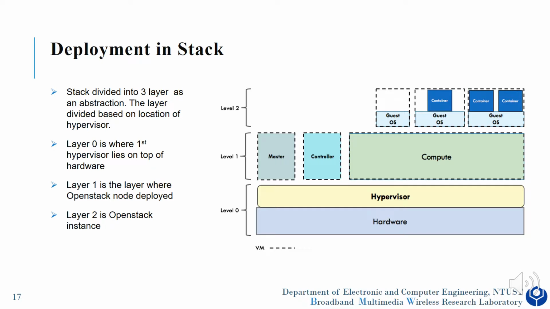This deployment stack shows OpenStack deployed as a VM. We put the abstraction level on the left side of the figure to give better visualization for the placement of OpenStack in the system. Layer 0 is the hardware base where the first hypervisor lies. Layer 1 is the layer where OpenStack nodes are deployed, and layer 2 is where all of the OpenStack instances or VMs launch. All of the services will be deployed in layer 2.